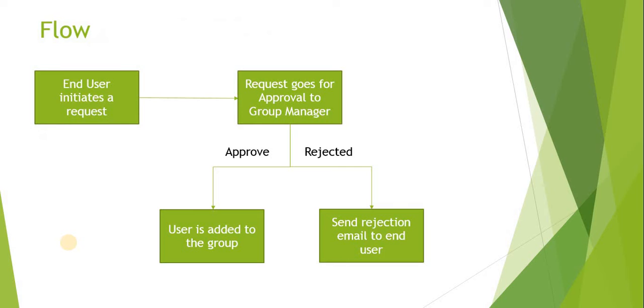So this is how the flow will look. The end user will initiate a service catalog request. The request will go for approval to the group manager, and if he approves, the user is added to the group. Otherwise, we will send a rejection email. So the ServiceNow admin is not involved here. Also, the group manager will get an email for approval and only has to click on the approve button, and then the user will be automatically added to the group.